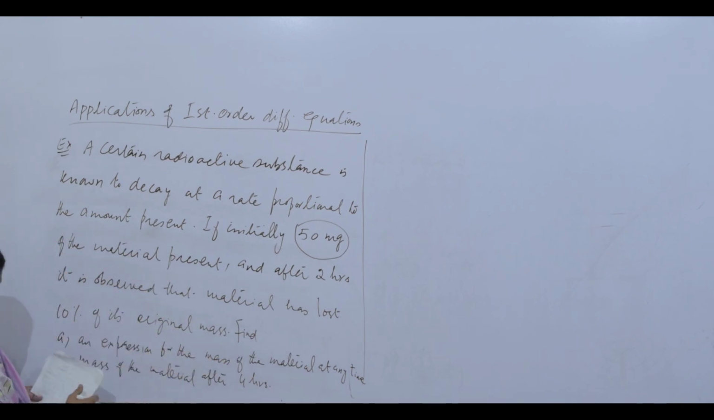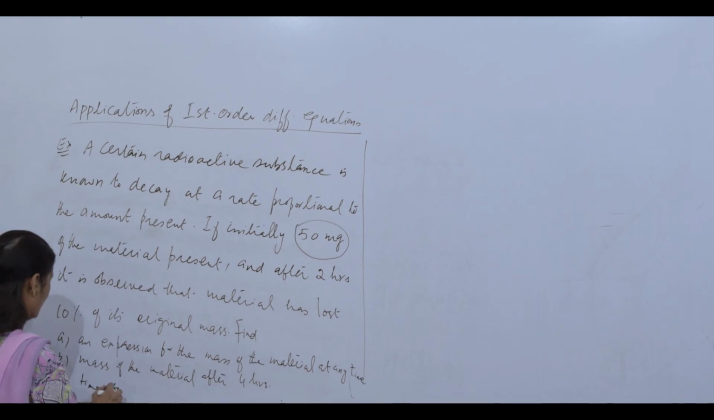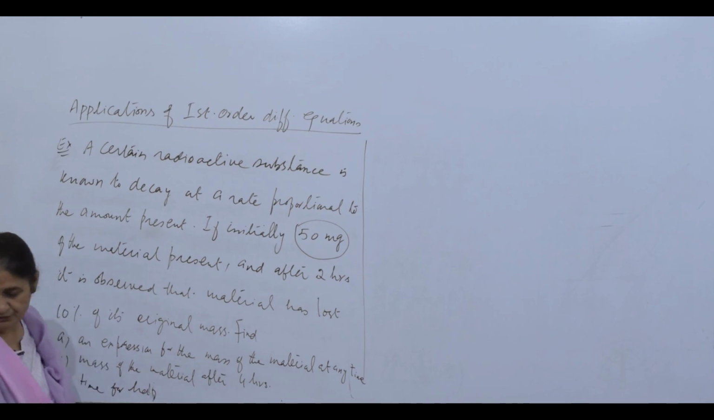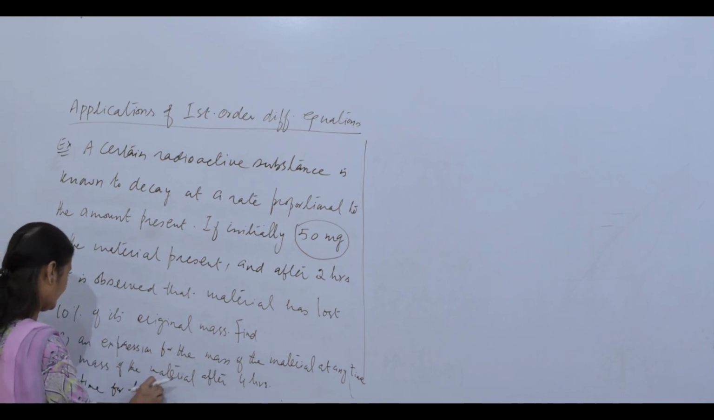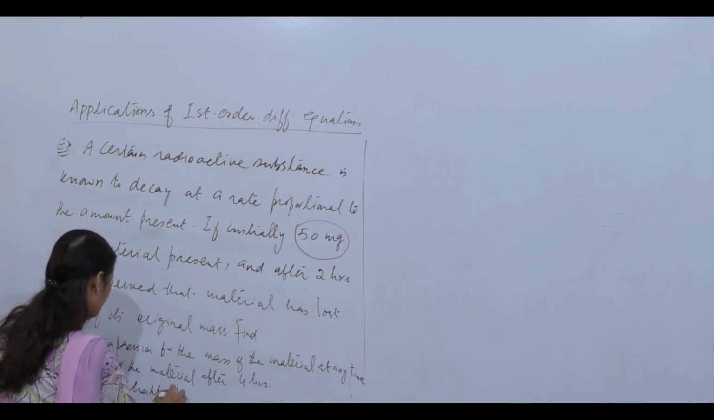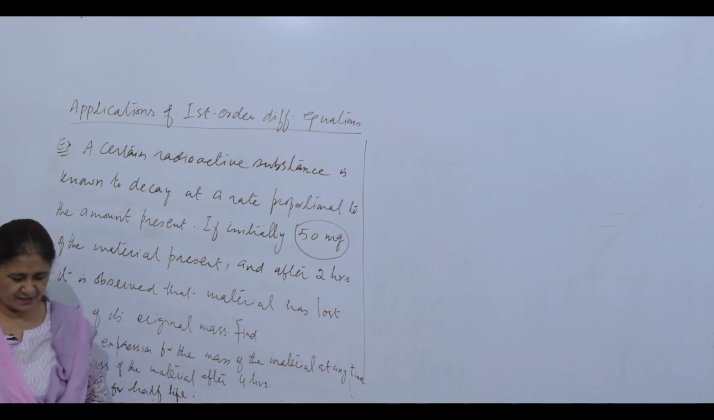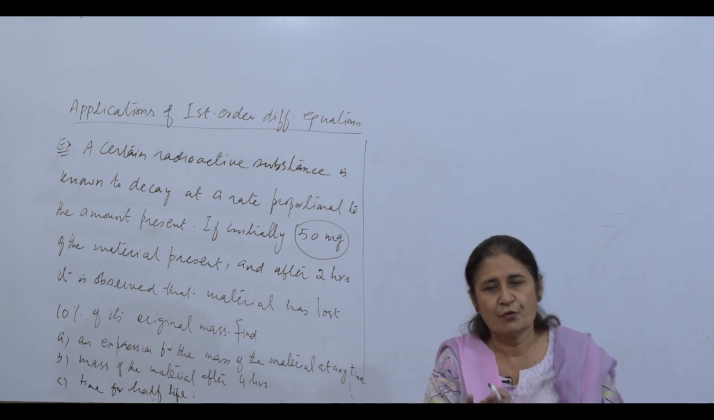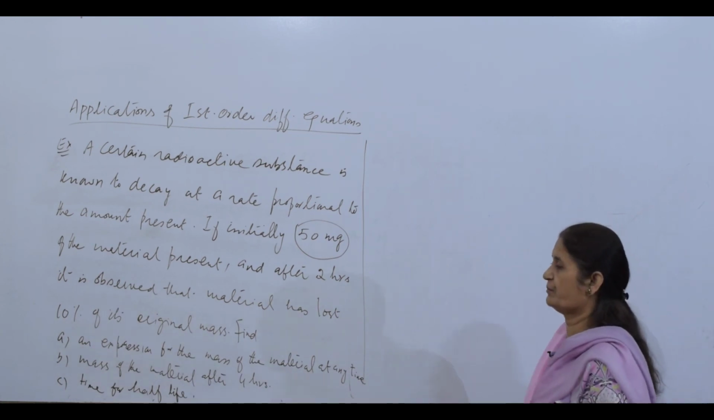So C, the time at which the material is 1/2 of its initial mass, the half-life. The time required when the material has decayed to 1/2 of its initial mass. If half is lost, what will be the time?